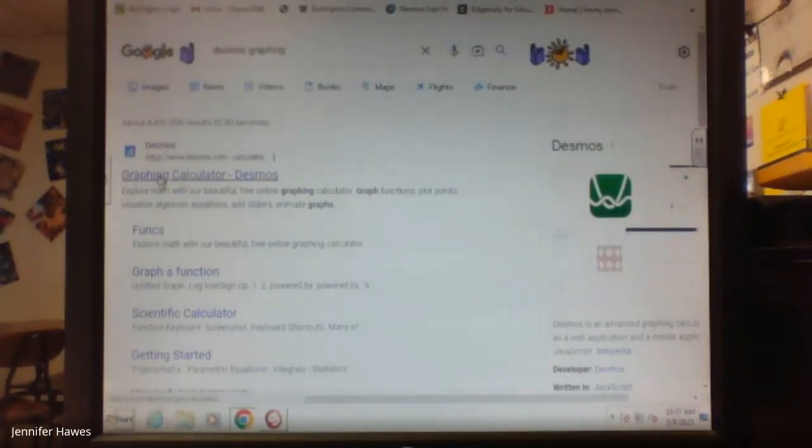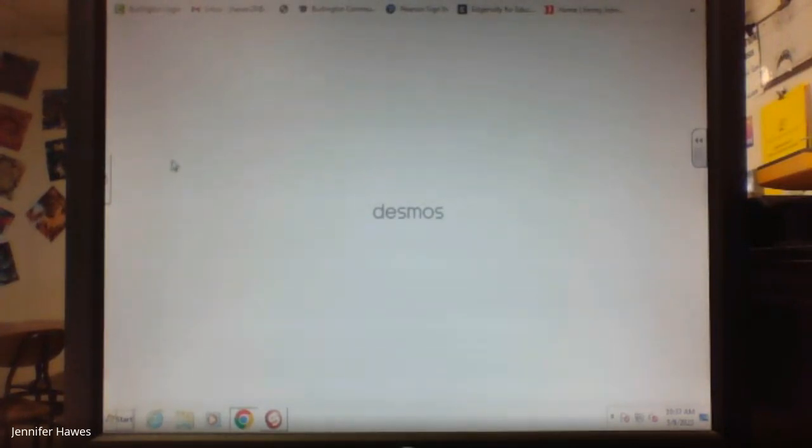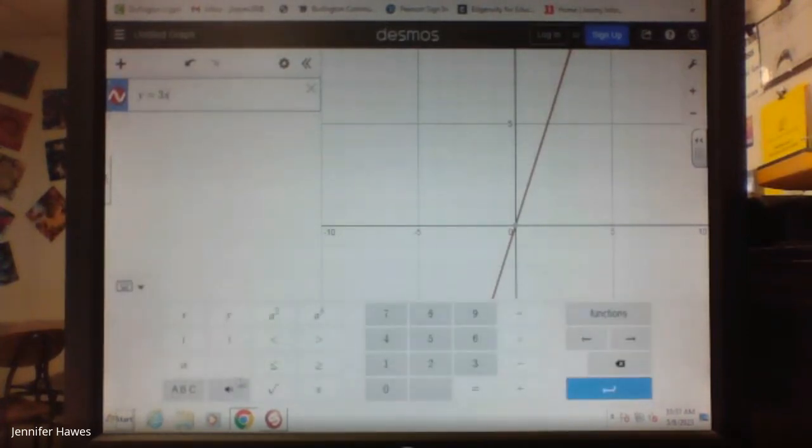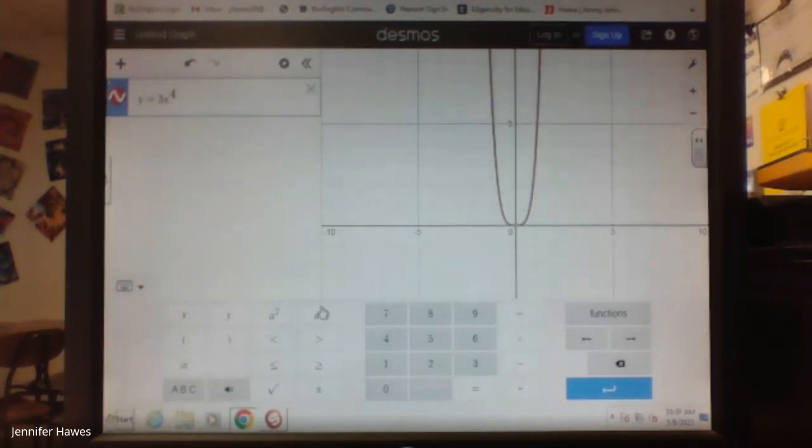Graphing. Okay, and what do we have? Y equals 3x to the what? 4. Okay, minus 4x cubed. It's 4x.